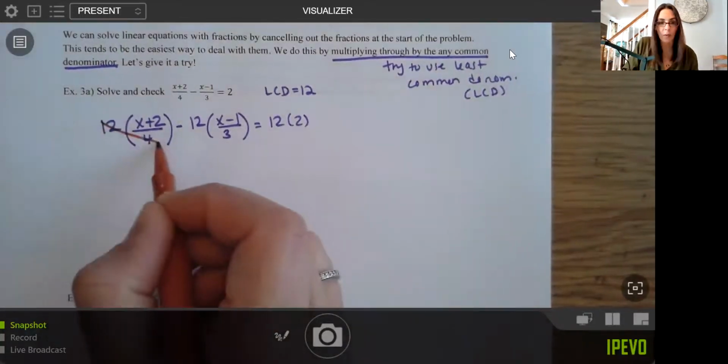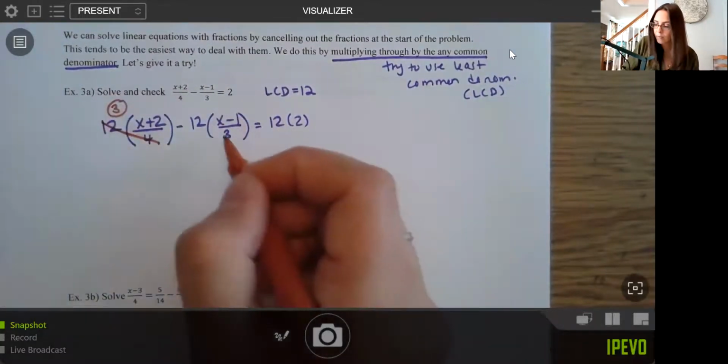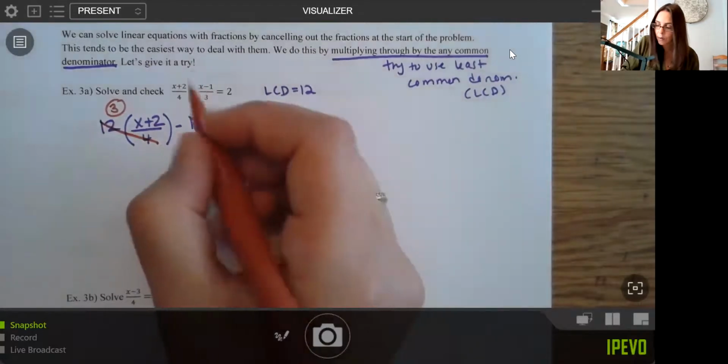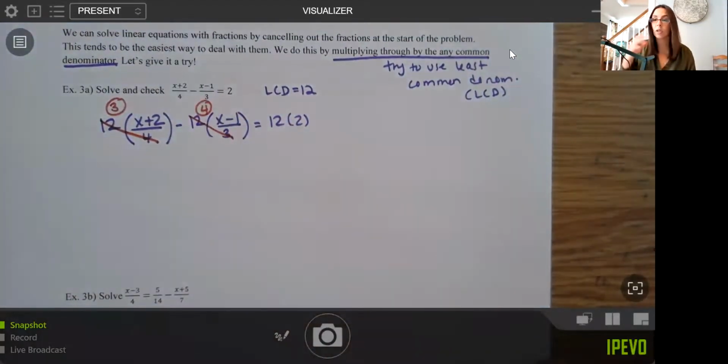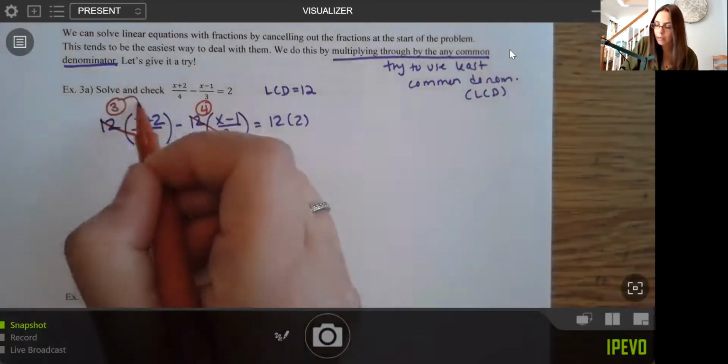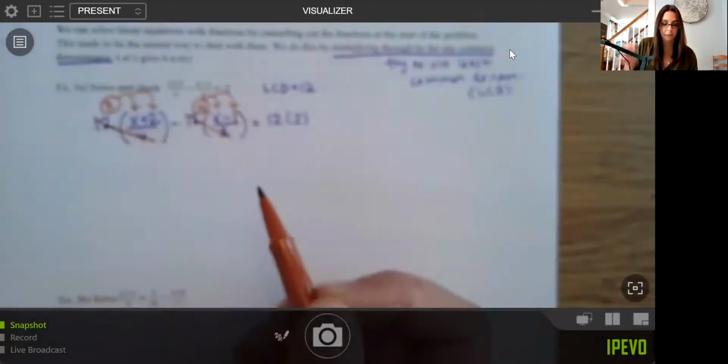12 divided by 4 is 3. And then 12 divided by 3 is 4. If you've done this right, you should have no more denominators left. And then what you do is you multiply through with that multiplier that's left over.